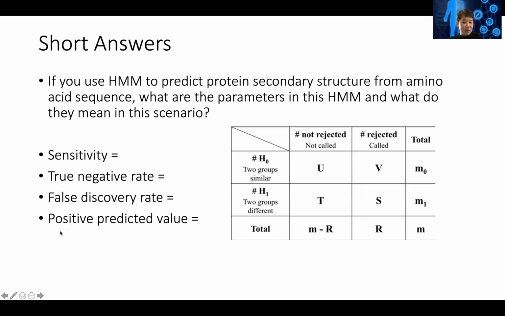What is the positive predictive value? Yeah, it's S divided by R, exactly. So if you call it to be different, what is the probability that indeed they are different? So S divided by R. Okay, so I think we have lab notes on this. You can go back and check this.